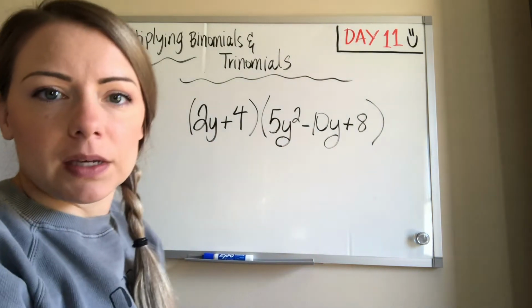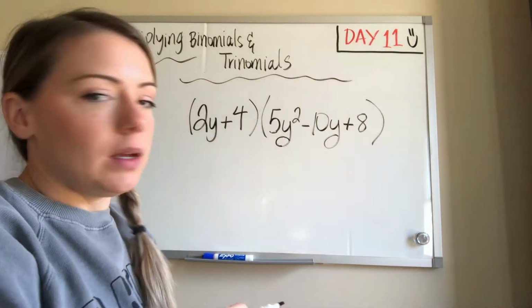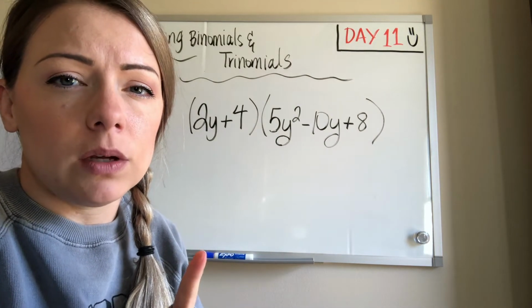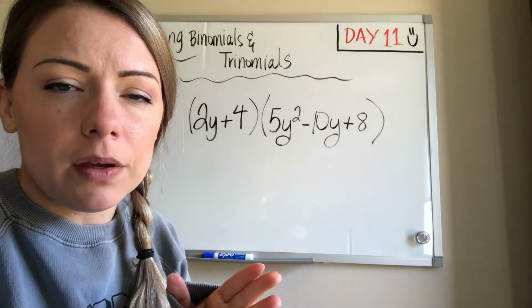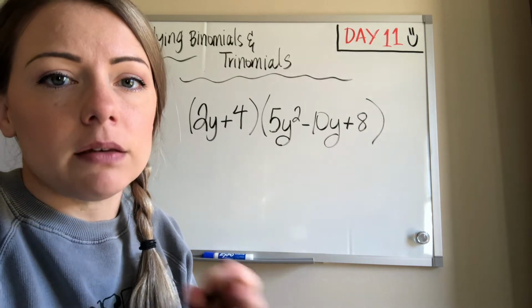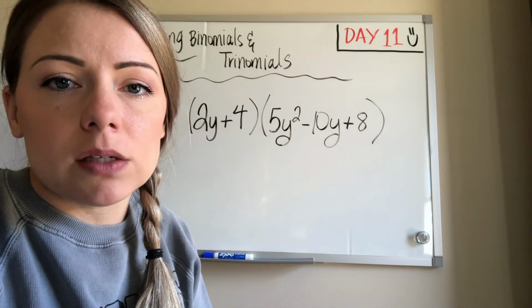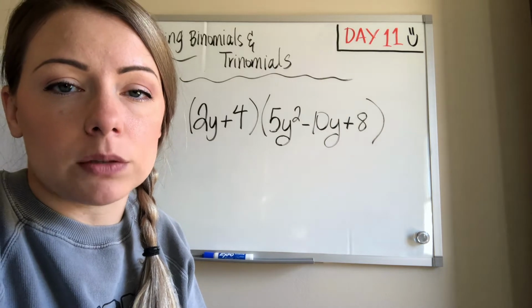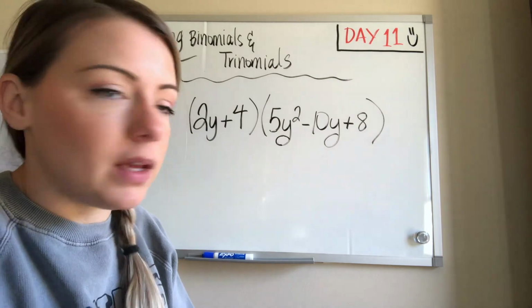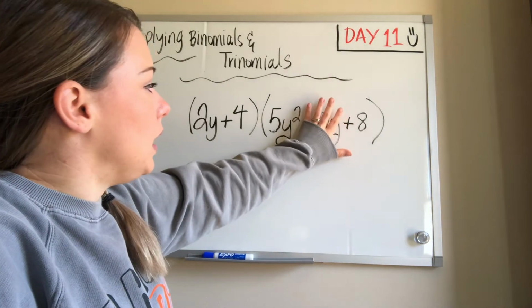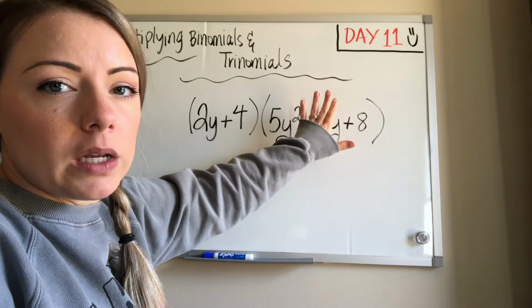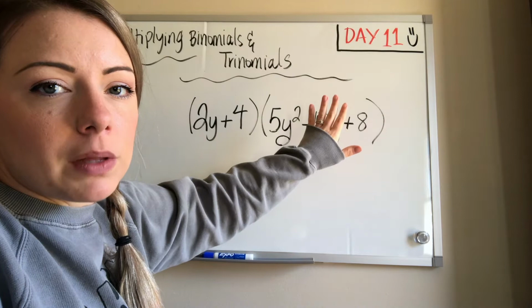and multiplying those pieces. So you learned two methods to multiplying binomials: the FOIL method, which was your first, outer, inner, last terms, and then the distributive method. The distributive method is going to be key whenever I'm multiplying binomials by trinomials, because if I tried to use the FOILing method, then I would have one term left off, and that wouldn't give me the right answer.